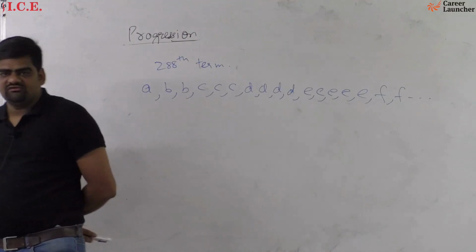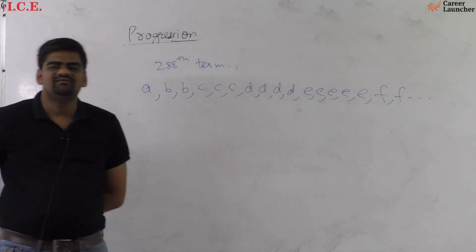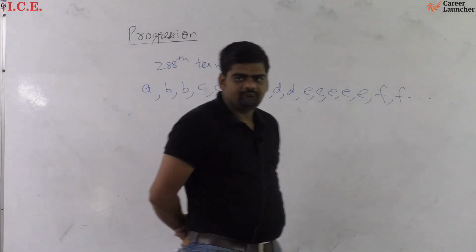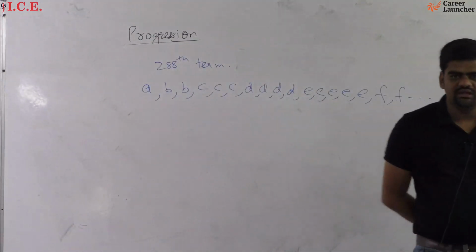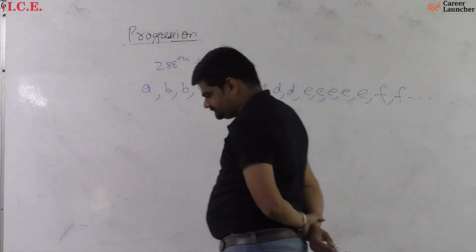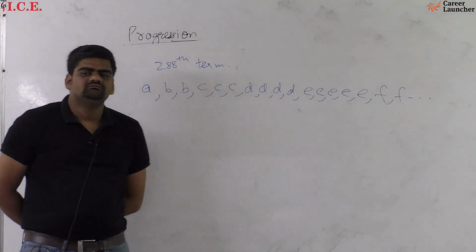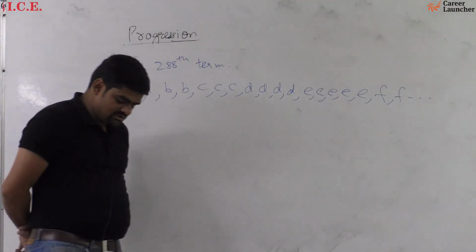And if you run short of alphabets, meaning after Z, what is the 27th alphabet? Consider it to be A. 28th alphabet B, 29th C, and so on. Tell me the 288th term of this series.